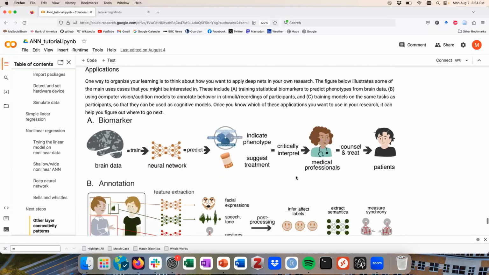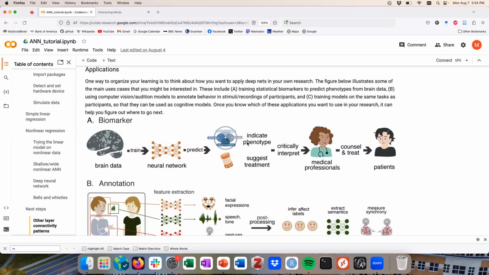Another thing you can think about when you're figuring out where you want to go next is: what is the application you actually want to pursue with deep learning? One approach would be the biomarker clinical approach. You take in brain data or something else, physiology, for example, behavior. You run it through some deep net, and at the end of it, it predicts something useful about a person.